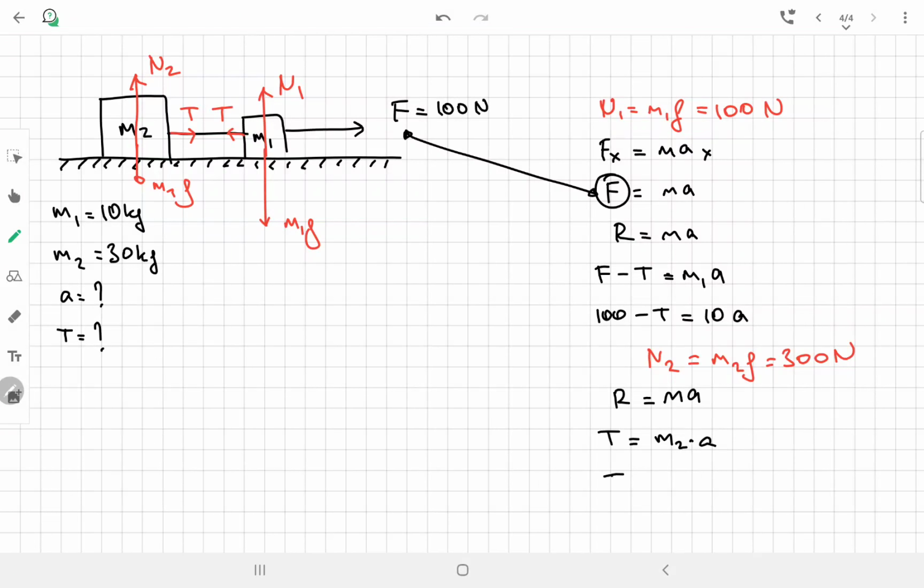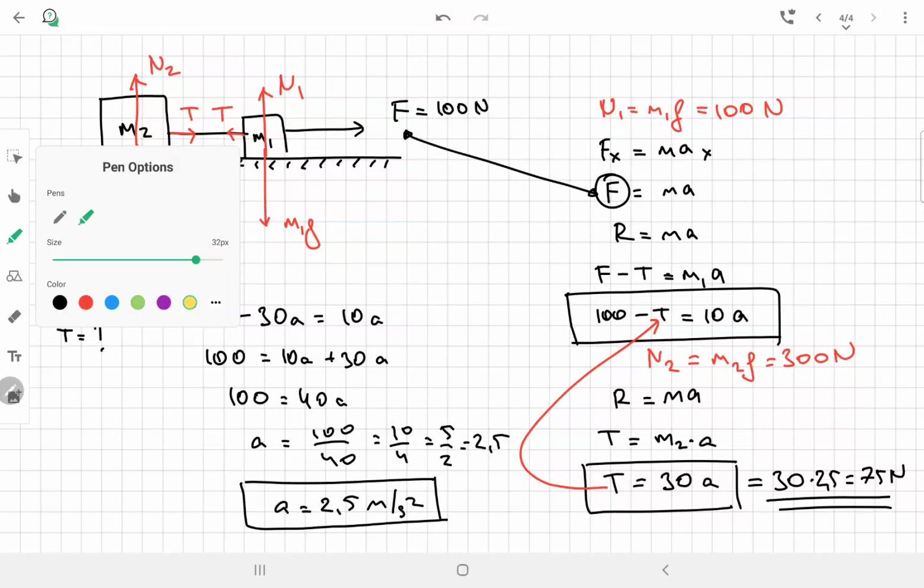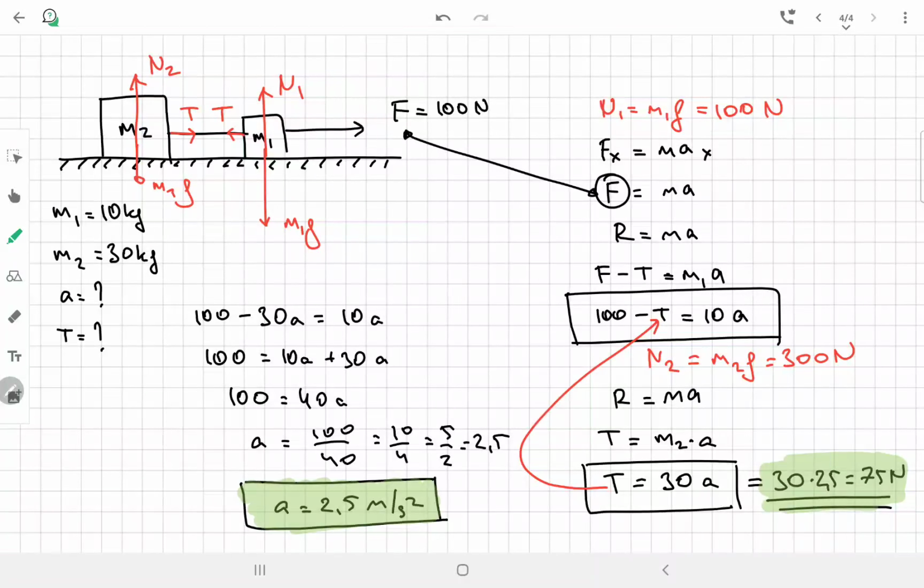So tension, of course, unknown. Mass of the second object is 30 kg. Acceleration unknown. This is a second equation. This is our first equation. Two equations, two unknowns. In terms of mass, we can solve this problem. So let me take tension from the second equation into the first equation. Let me substitute it. Acceleration 2.5, tension 75 newtons.